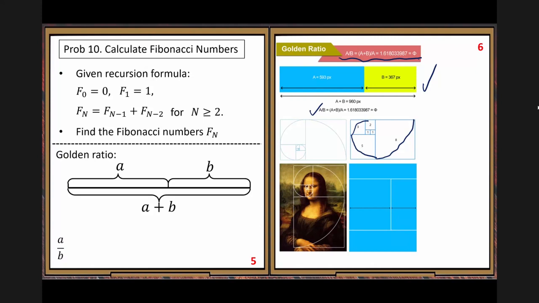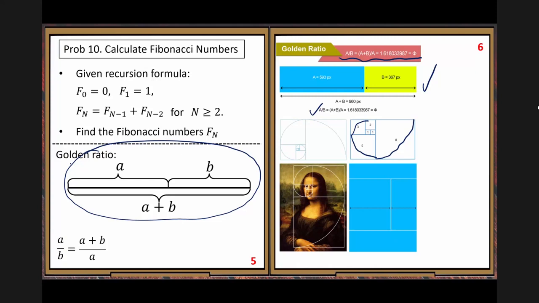The length of the longer line segment A over B, that's some number greater than 1, right? A over B, a certain number greater than 1. It should be equal to another ratio greater than 1. From what you can see here, what's that? A plus B over A. Because you want to get something greater than 1.